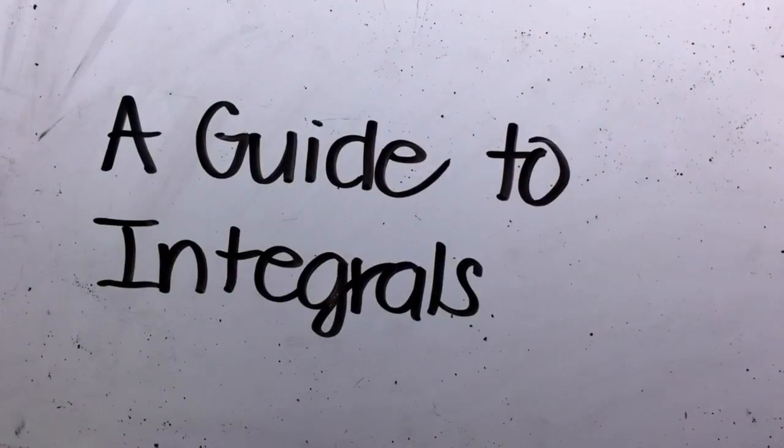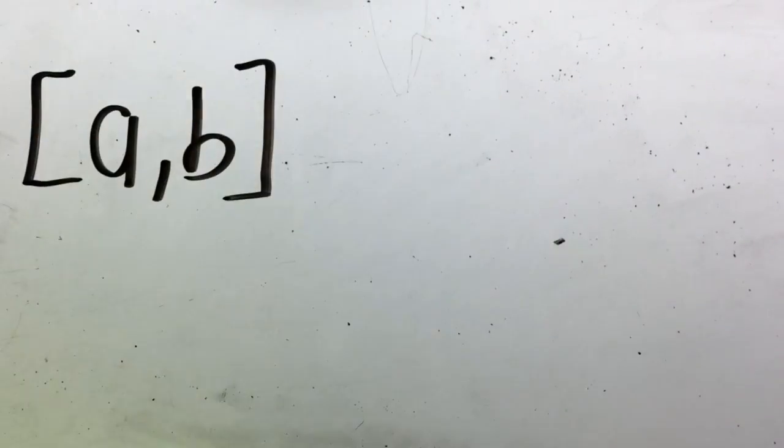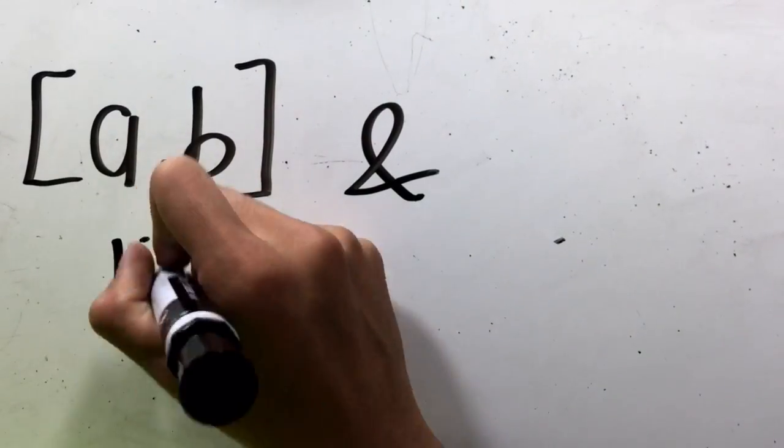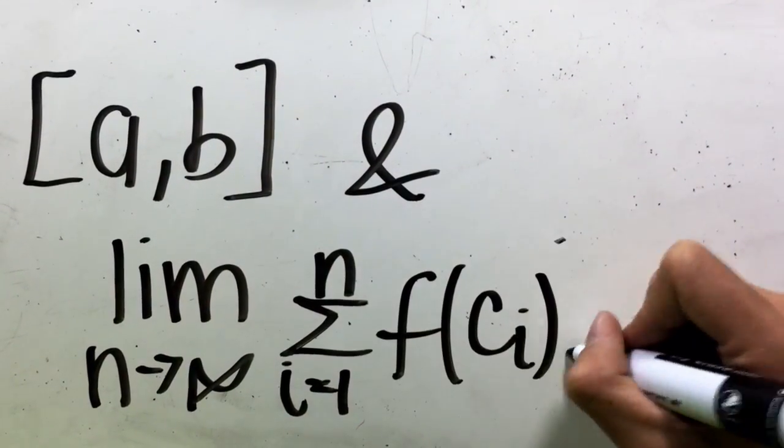This is a video guide for integration. An integral is a function defined on the closed interval from a to b, and the limit as n approaches infinity of the summation of 1 to n of f of ci delta x exists.